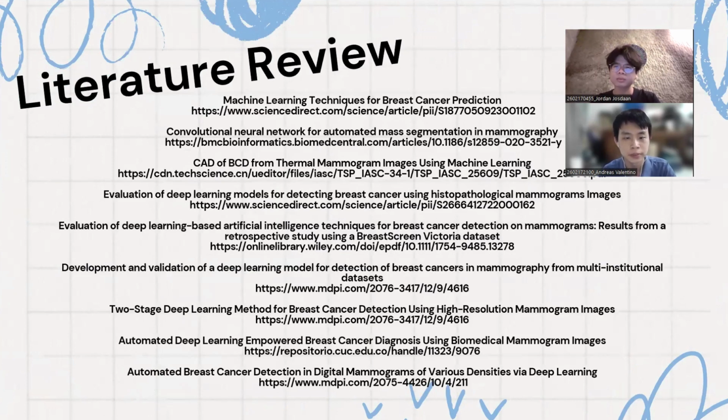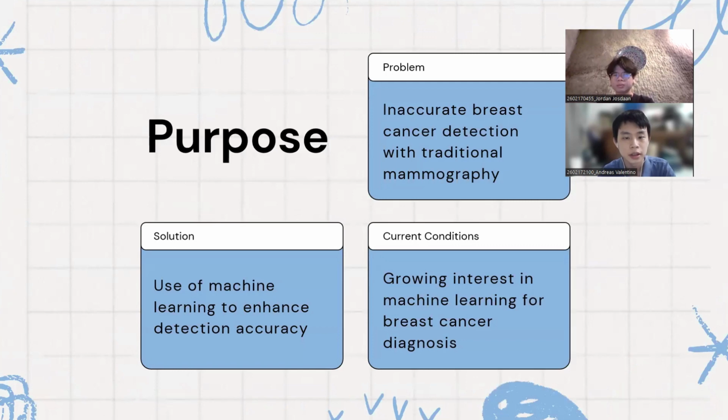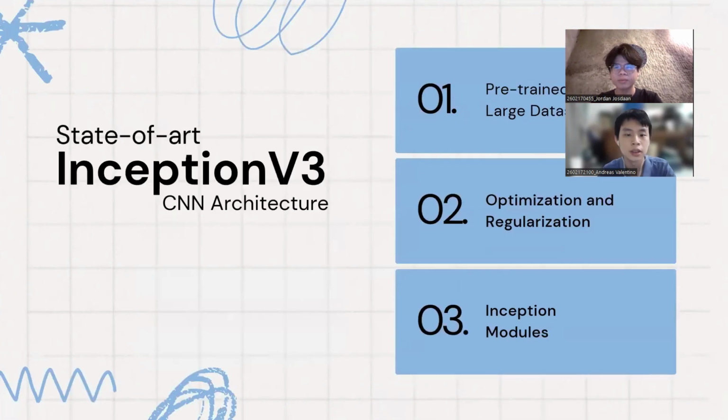source to them. Next. For the purpose, the problem we tackle is the inaccuracy of breast cancer detection with traditional mammography. As for the solution, we utilize machine learning to enhance the detection accuracy. And as for the current condition, there is a growing interest in machine learning for breast cancer diagnosis.